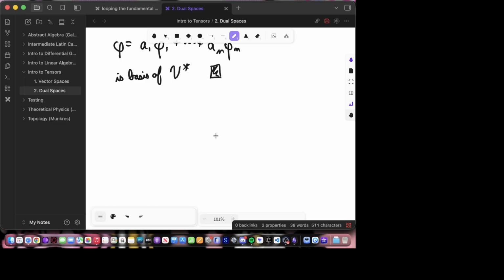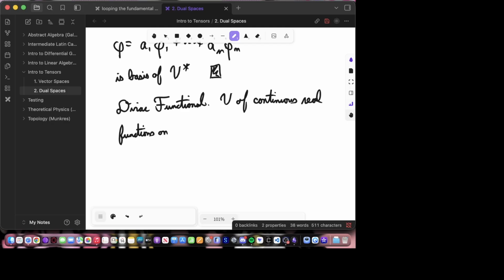So now let's discuss what is known as the Dirac functional. So if we have a vector space V of continuous real functions on the interval 0 to 1, if we have some function v of x in V, the Dirac functional is defined as delta V equals V of 0.